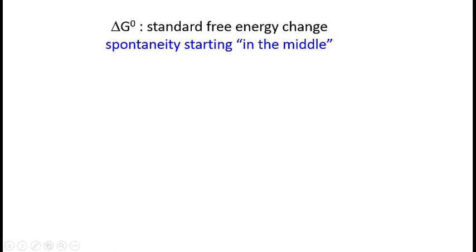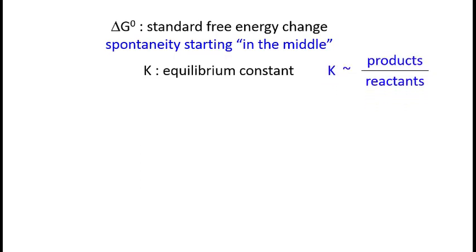The standard free energy change, delta G0, is an indication of the spontaneity of a reaction starting at standard conditions. Conceptually, this gives us the direction of a reaction starting in the middle, with equal amounts of reactants and products. We also have K, the equilibrium constant. This gives us the product-to-reactant ratio when a system reaches equilibrium. Hopefully you can see that these two are related and both reflect what we called the extensiveness of a reaction.